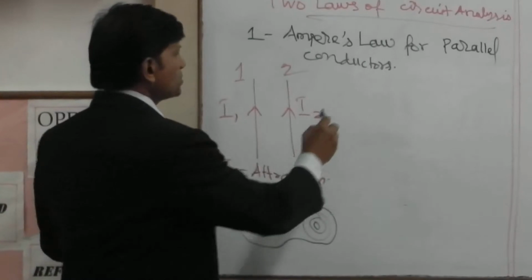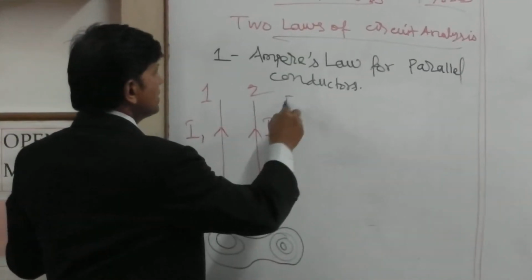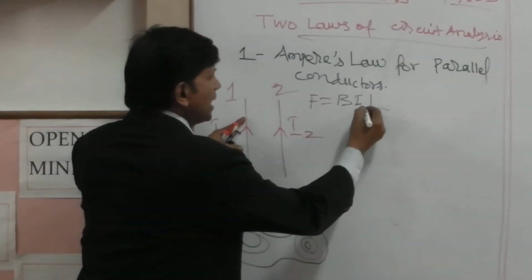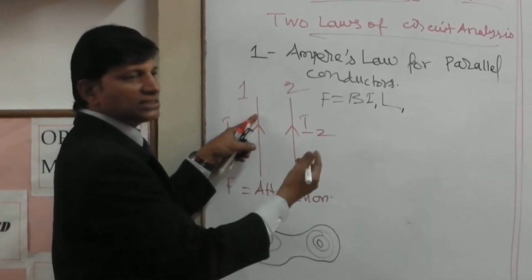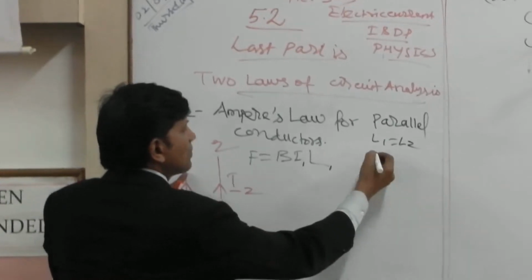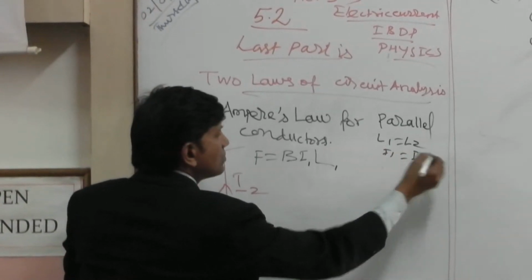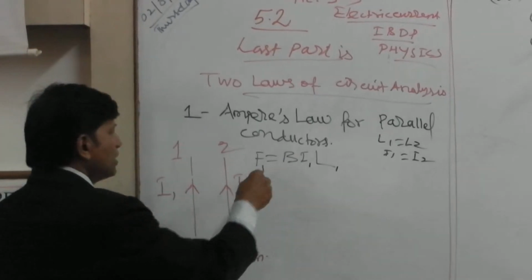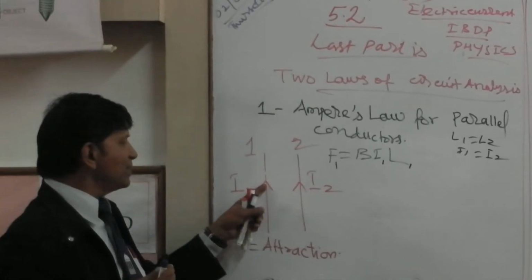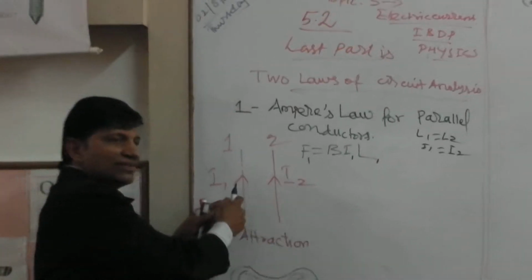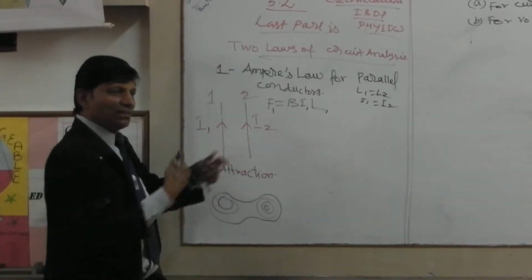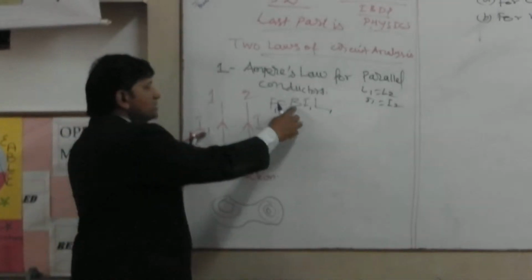How? The force experienced is such that F is equal to BIL. On conductor 1, it is I1, L1. The length is the same, L1 is equal to L2. Suppose I1 is equal to I2. So F1 is B, I1, L1. But who is giving B? The conductor, I2, is giving the magnetic field, because any conductor carrying current produces a magnetic field. So the B is of the second conductor.